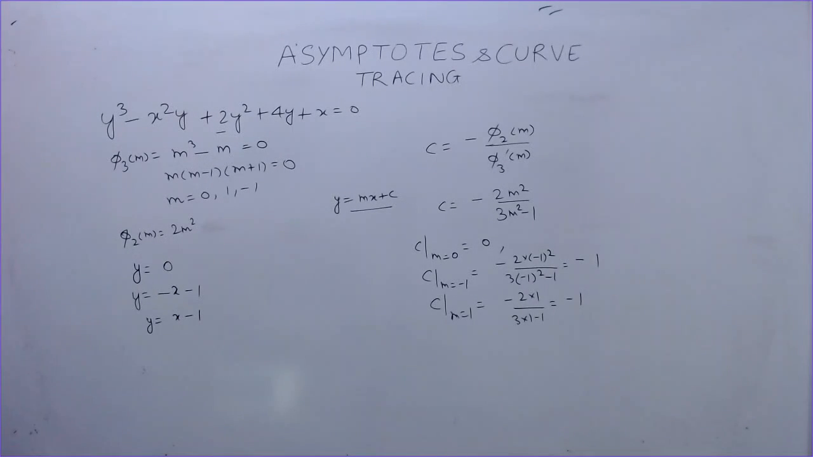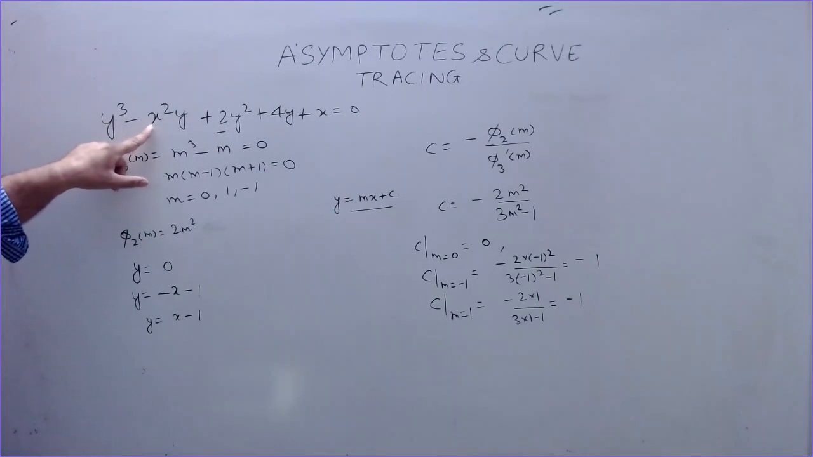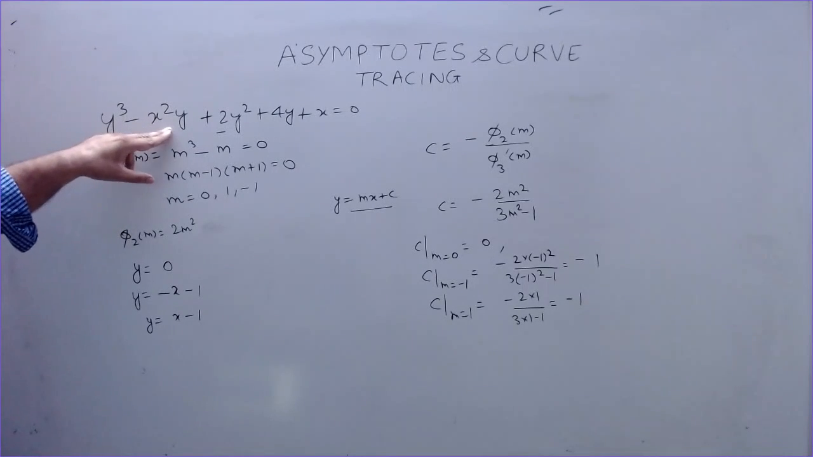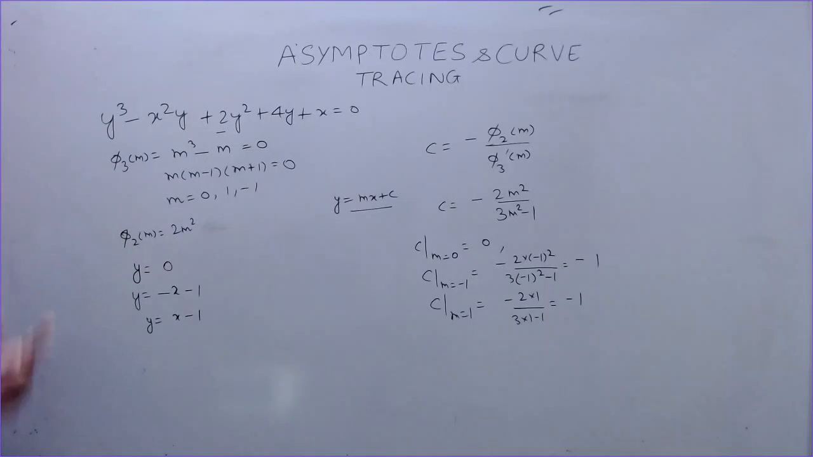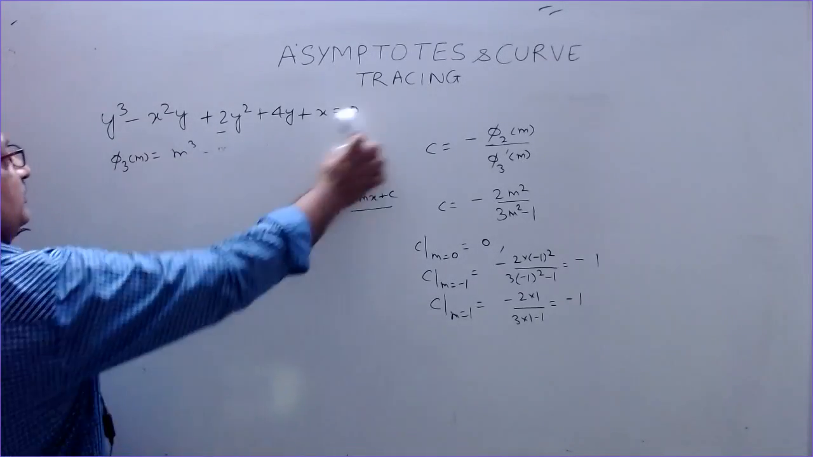So how is the x-axis an asymptote? You can simply check. What is the highest degree term of x? It is x squared. The coefficient of x squared is y. So we put the coefficient of the highest degree term equal to 0, y equal to 0. So this gives the x-axis as the asymptote. This is how you can find the asymptotes of the given equation. Now let us move on to the next question.